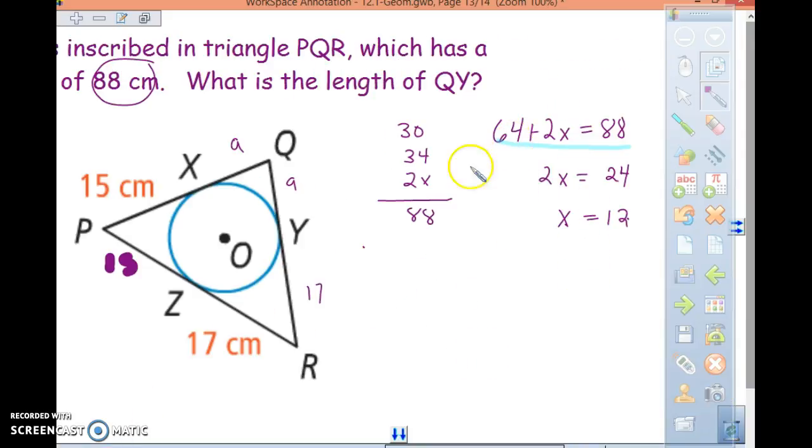So that brings us to 30 plus 34 for 64, plus 2x has to equal 88. Subtract the 64, divide by 2, and we get 12.